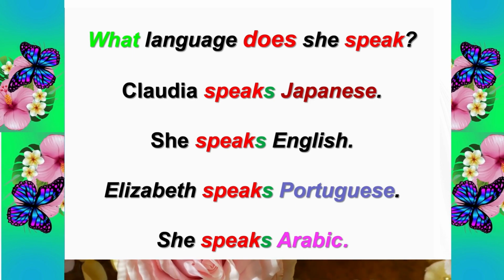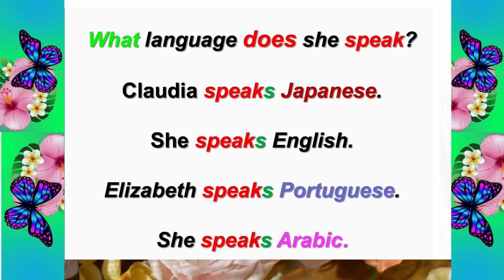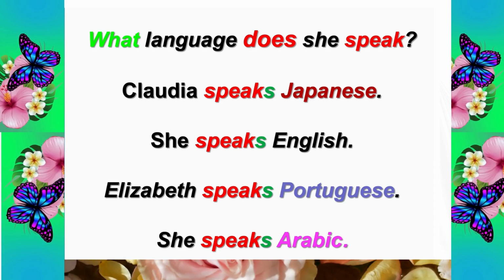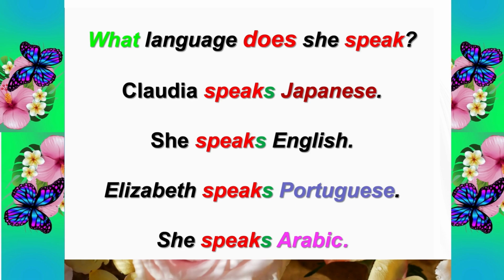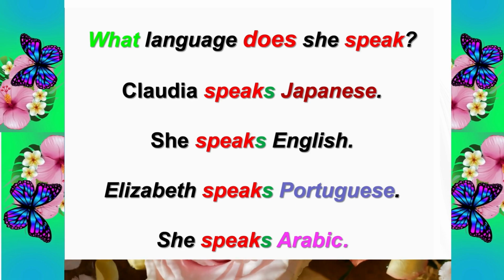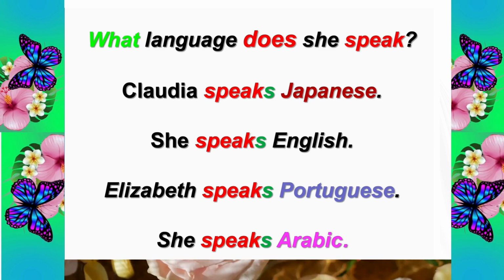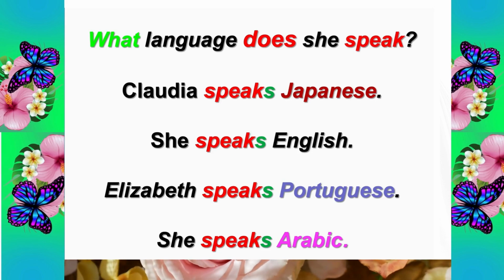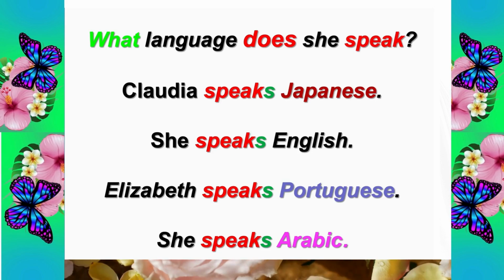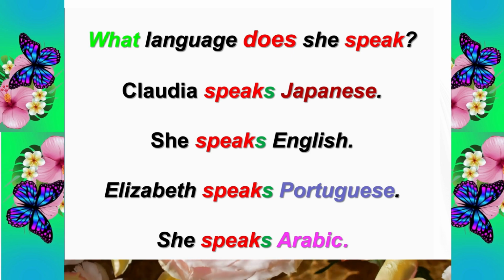The last example: she speaks Arabic. If you write "Claudia speak Japanese," it's not correct. So, Claudia speaks Japanese. She speaks English. Elizabeth speaks Portuguese. She speaks Arabic.